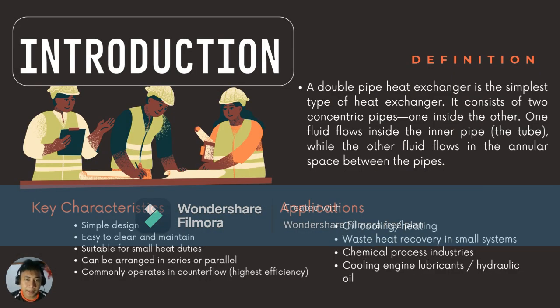So, a double pipe heat exchanger is the simplest type of heat exchanger. It consists of two concentric pipes, one inside the other. One fluid flows inside the inner pipe, the tube, while the other fluid flows in the annular space between the pipes.